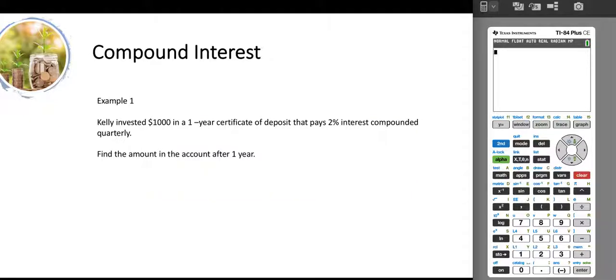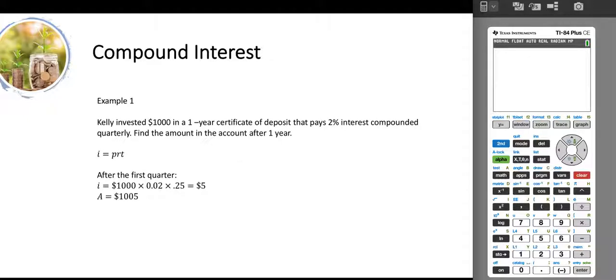So let's look at a specific example. If Kelly invested $1,000 in a one-year certificate of deposit that pays 2% interest compounded quarterly, find the amount in the account after 1 year. Now, we can do this using a simple interest formula. It just takes a little while. So let's walk through this.